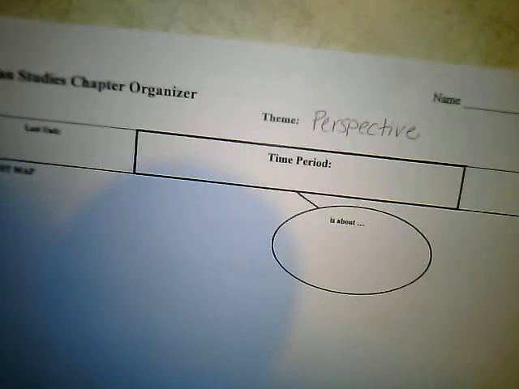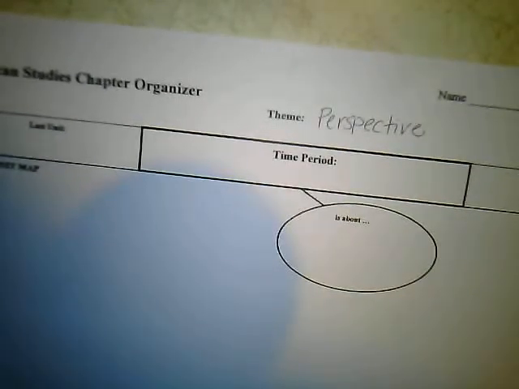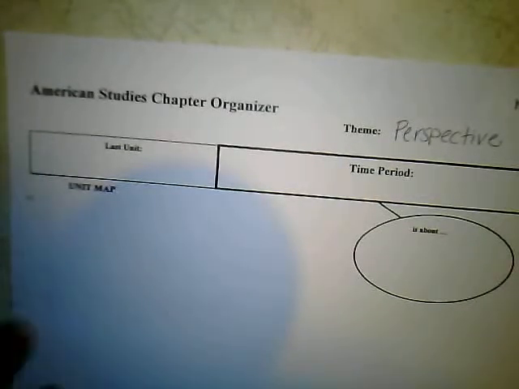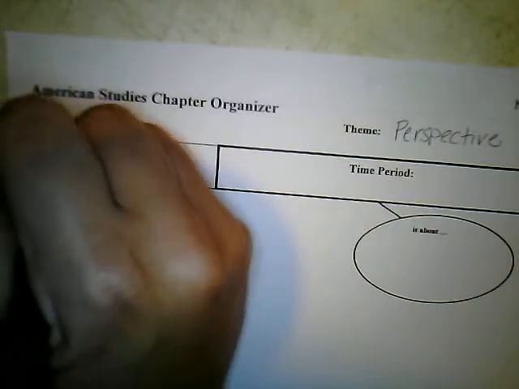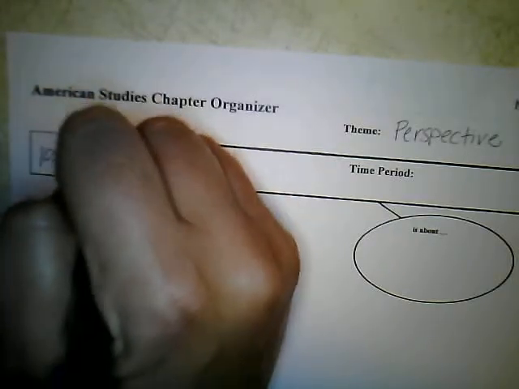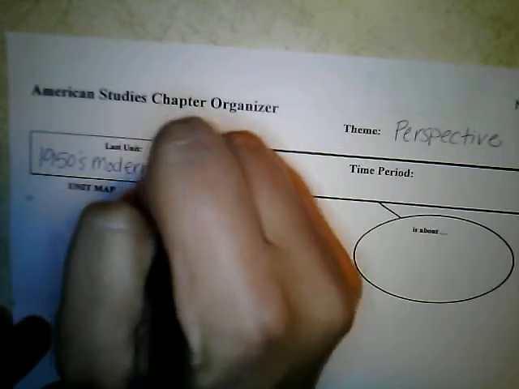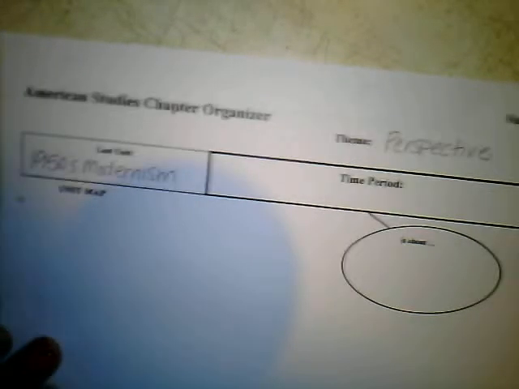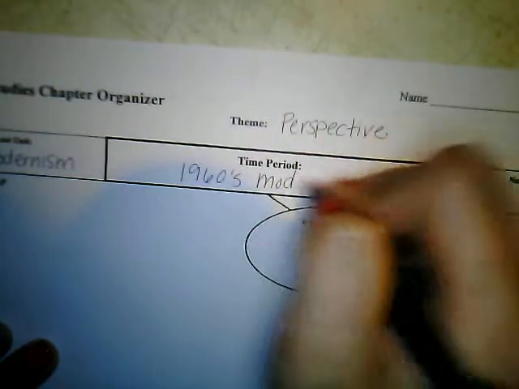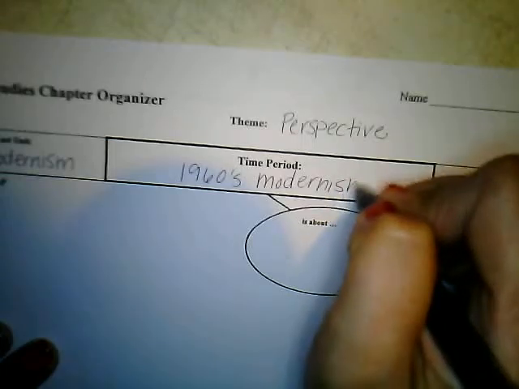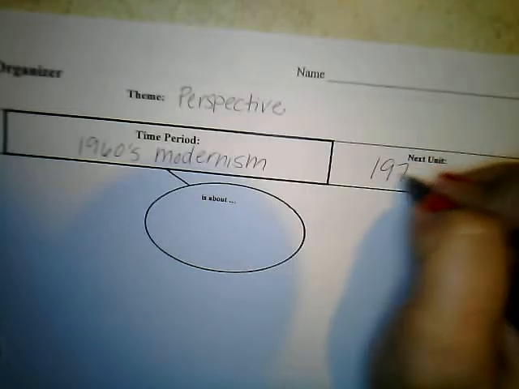Go ahead and just fill out your notes with that handout that you got from today. Fill these out as I go along with the video. So our last unit was 1950s Modernism. Our current unit is 1960s, and we're still in the modern area. And then our next years that we're going to be covering, believe it or not, is the 70s.